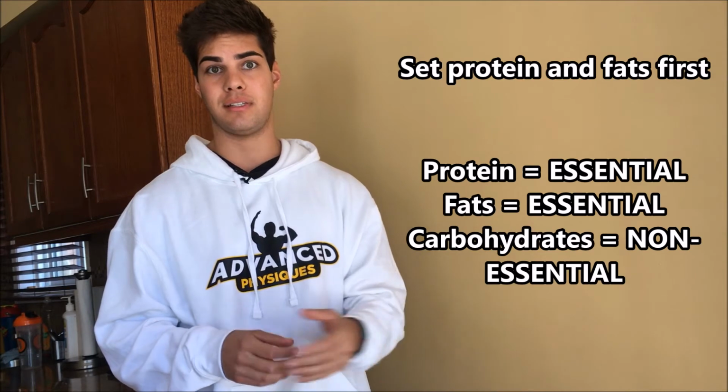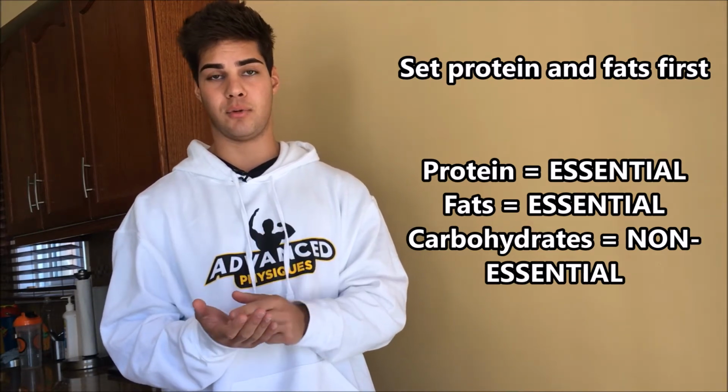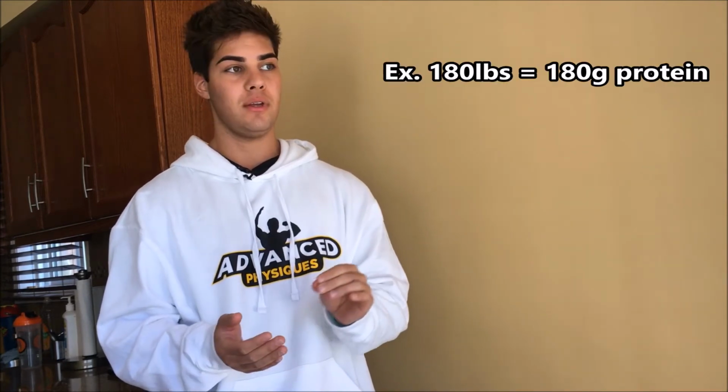First off, you're going to want to set your protein and fats and then fill the rest with your carbs. Proteins and fats are the only essential macronutrients. Carbohydrates are the only non-essential macronutrient because our body can convert proteins and fats into glucose through gluconeogenesis and other pathways. So what you'll want to do is set your protein first. Protein, you'll want to set, at least, depending on the person, people respond differently, but a good baseline is to set it at 1 gram of protein per pound of body weight.